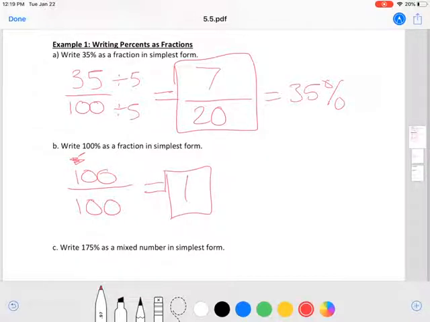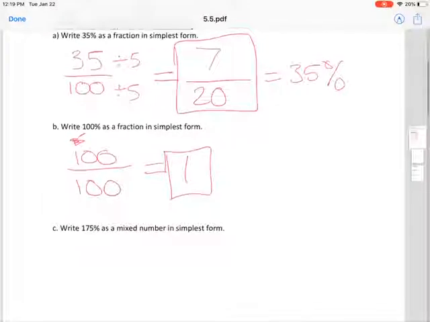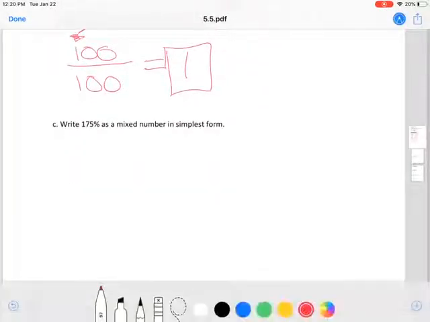So whenever you guys are turning a percent into fraction form, all you have to do is put the part over the whole of 100. The first thing you need to do is put that whole 100 on the bottom, and then whatever that percent is, you're going to put that as your numerator. So in this case, we have 175 over our whole of 100.